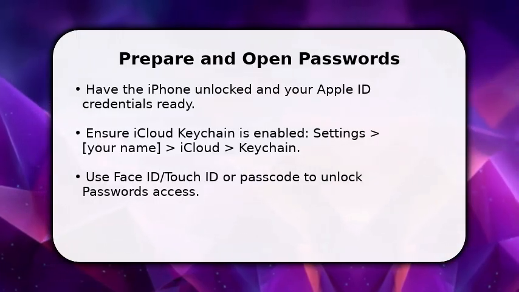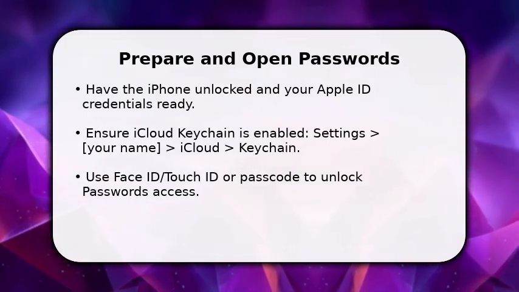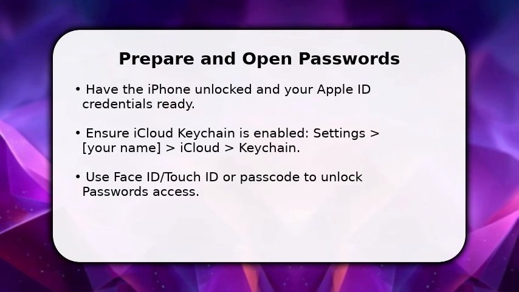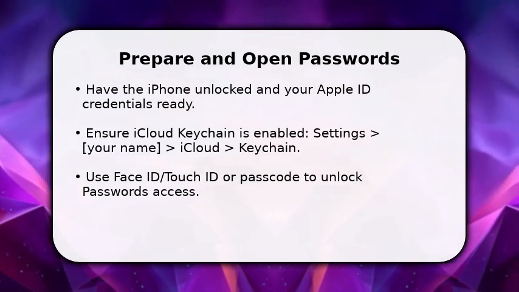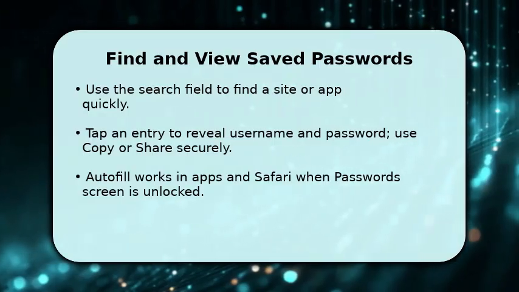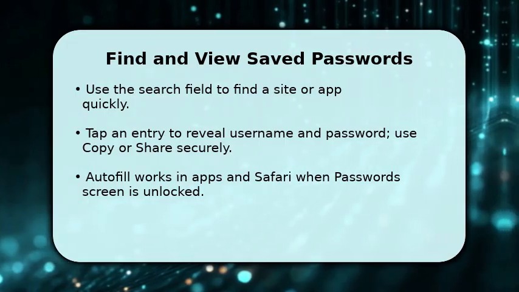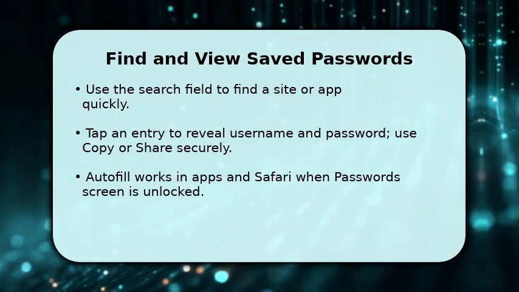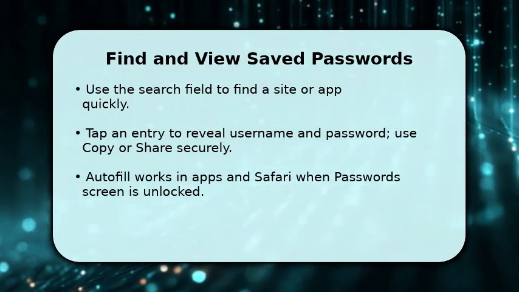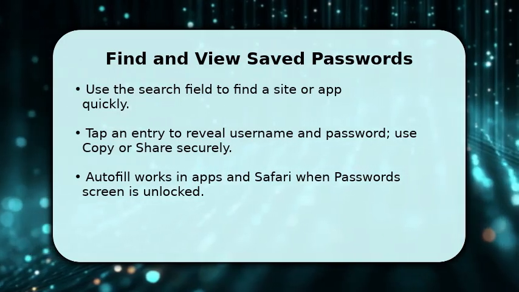This step is about proving you're the device owner and giving the system permission to reveal stored website and app credentials. Next, search or scroll through the passwords list to locate the account you need. Tap the entry to reveal the username and password. The phone shows masked characters until you authenticate, so make sure you allow it. Once visible, you can copy the password into an app or use autofill directly in Safari and supported apps.